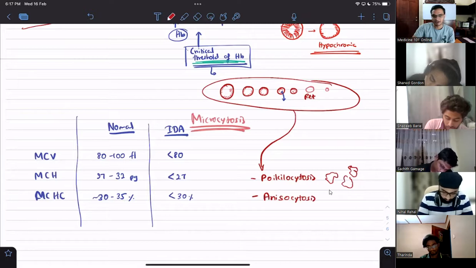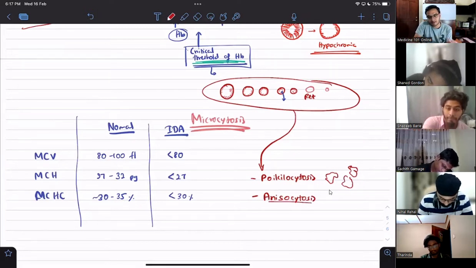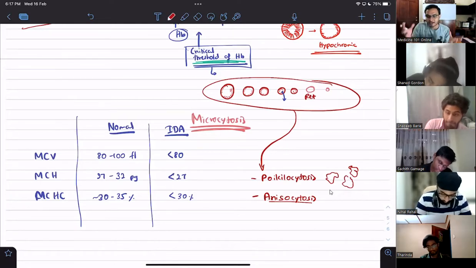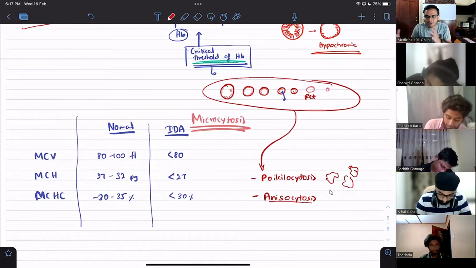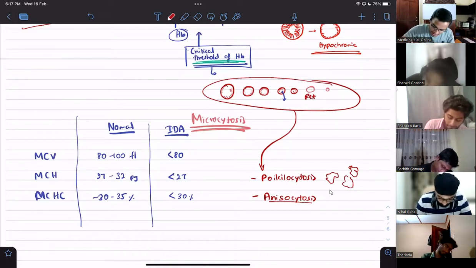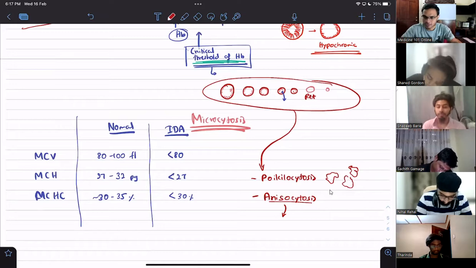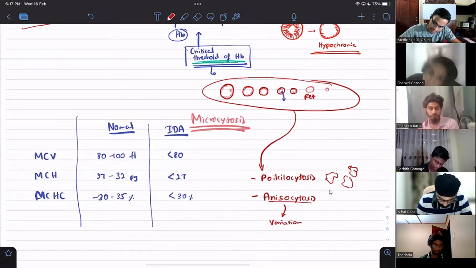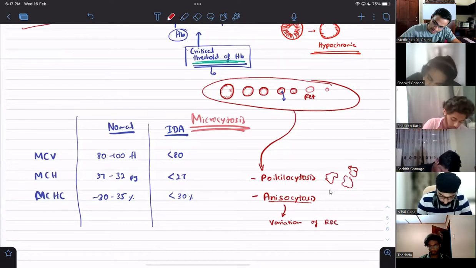Cytosis. What does this word mean, guys? What is iso? The word iso means similar, and aniso means not similar. So cytosis, the cytes are the cells. So the cells are of varying volumes. In anisocytosis, there is variation of RBC size and volume.